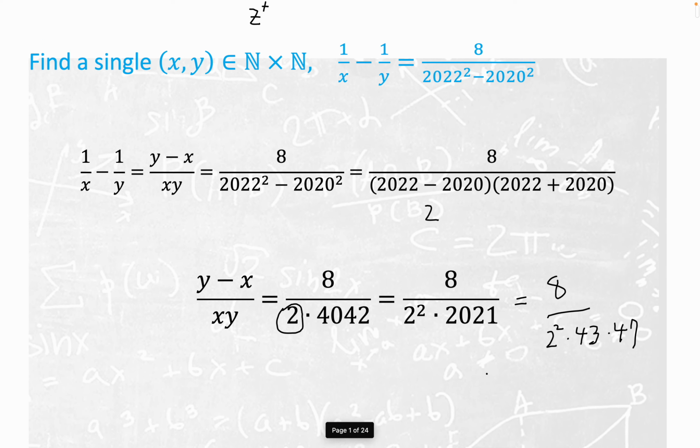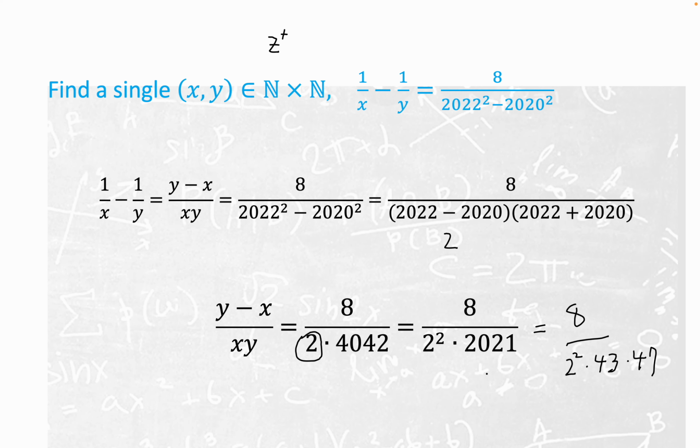Let's run up here. So 86, 94 is the solution here.